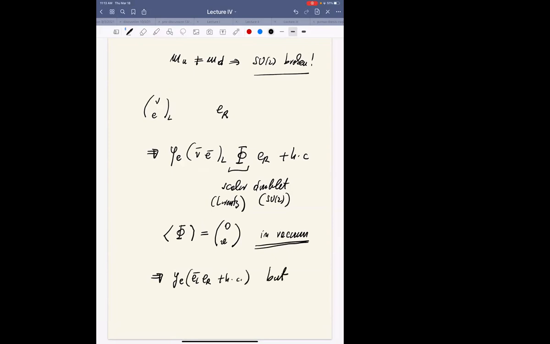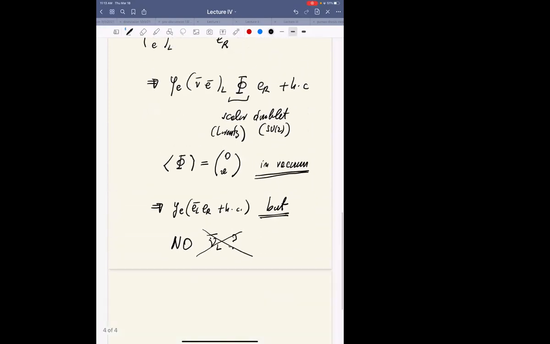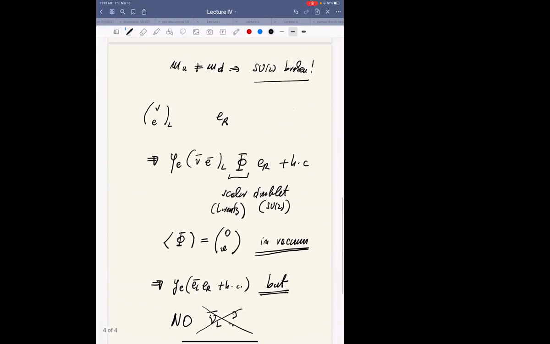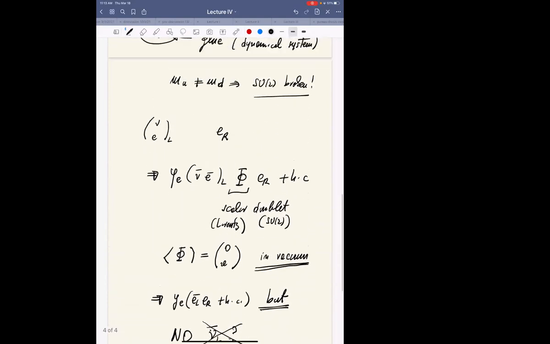But no nu L. There is nothing here to be here. No nu L bar and whatever is there. There is no right-handed neutrino. This is called spontaneous symmetry breaking. We have to learn how to break symmetry, and that we will start very soon, not today.